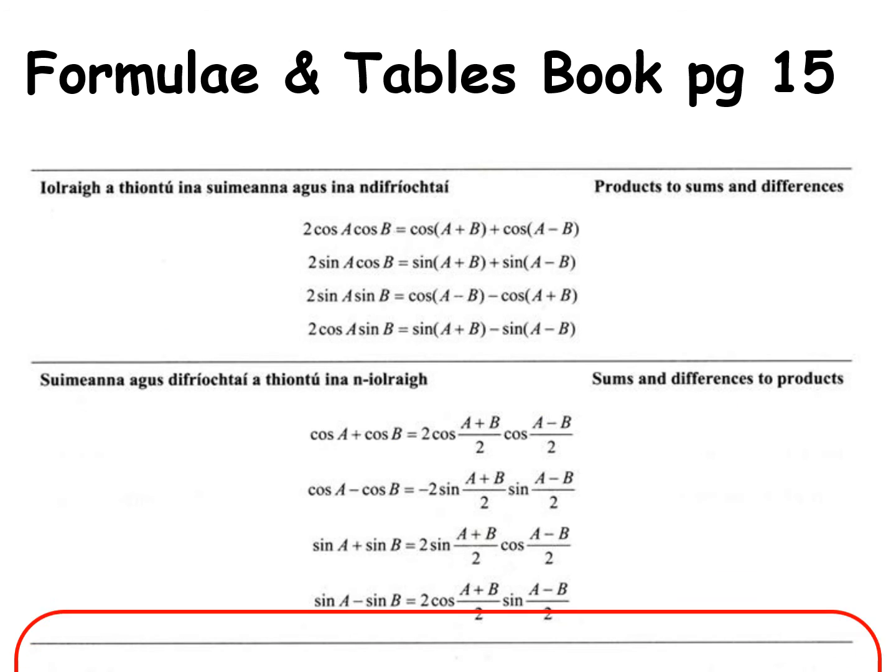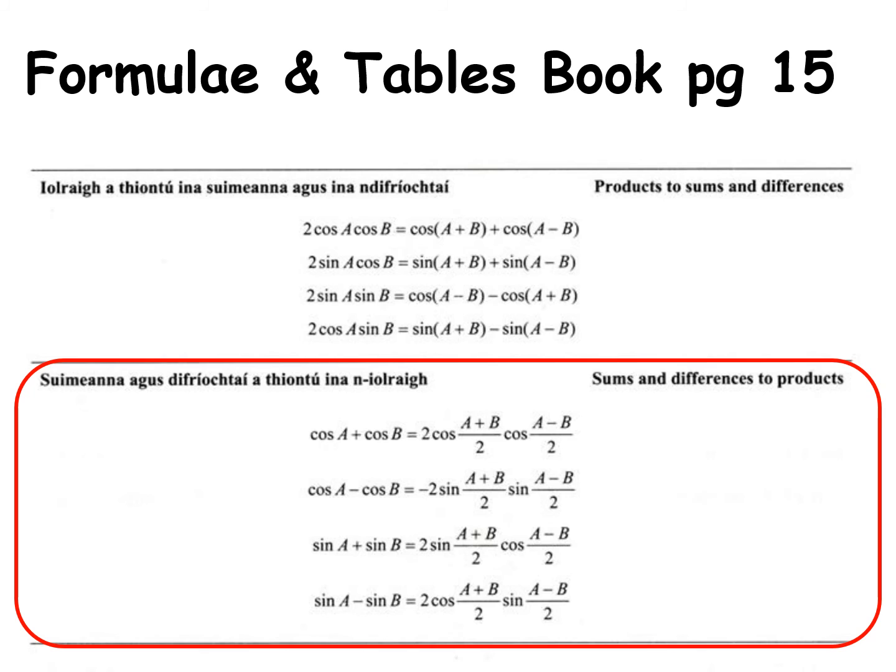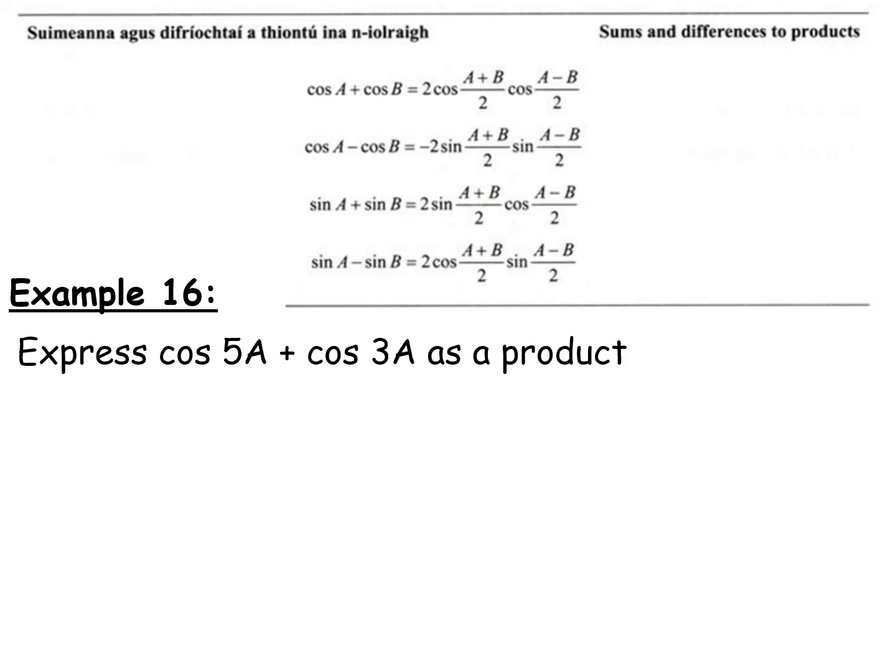So now we're going to look at the second set of formula on that page, and that's working the opposite way. So sums and differences to products. So example 16. Express cos of 5a plus cos of 3a as a product. So again, first thing I'm going to do is identify which formula I'm talking about. So I have 2 cosines and I'm adding them, so it's this formula here. My A comes across the formula like this, and our B comes across our formula like this. B is 3a, and our A is 5a.